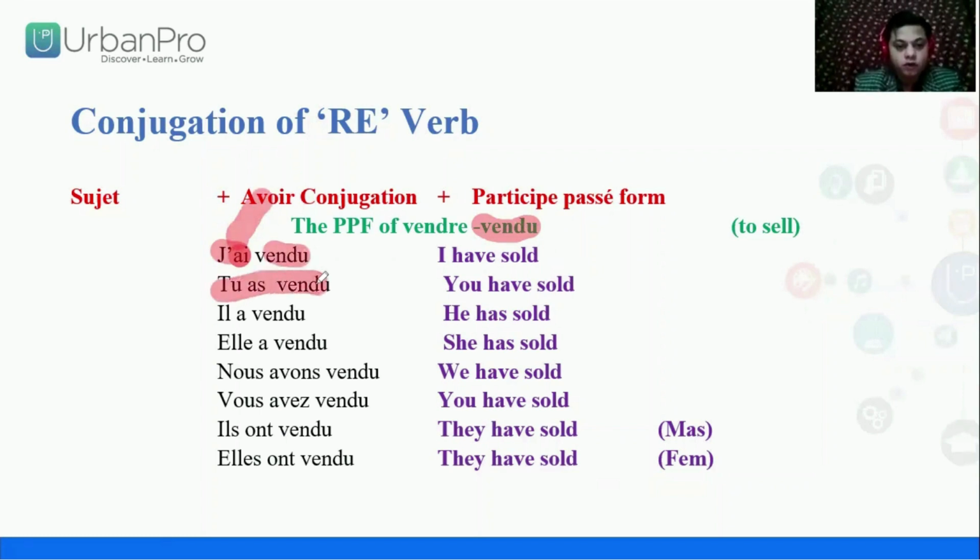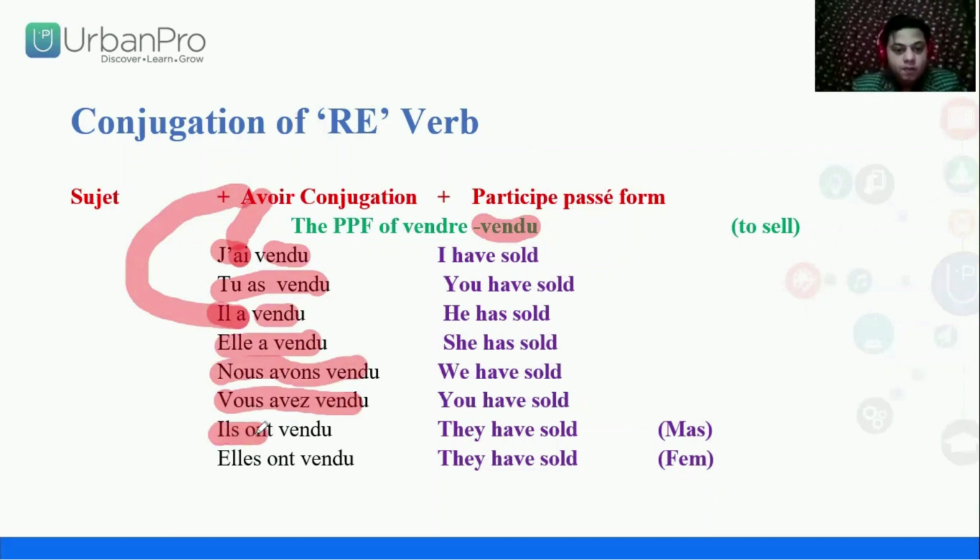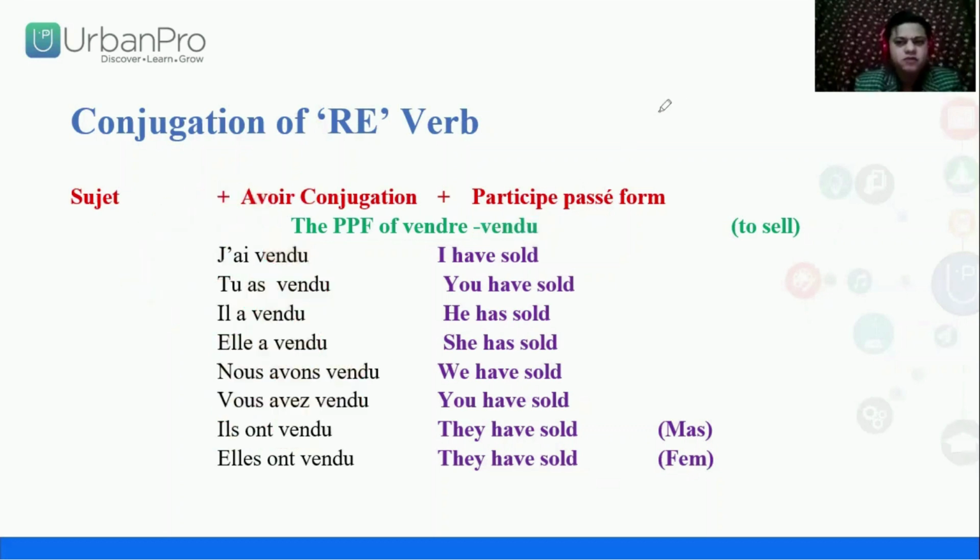Tu as vendu, you have sold. Il a is the avoir conjugation, you can see here, and vendu is the PPF. Elle a vendu, nous avons vendu, vous avez vendu. Ils ont, that is masculine plural, and ils ont is an avoir conjugation, and vendu is the PPF. Very simple. In this way, we can do the ER verb, IR verb, and RE verb.